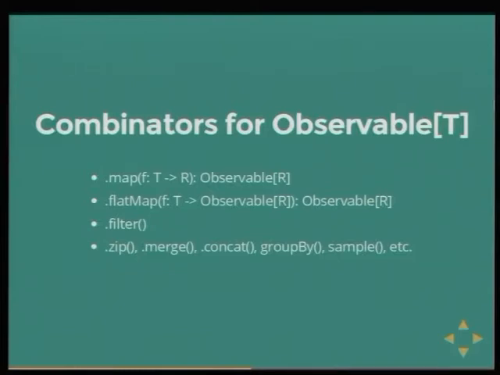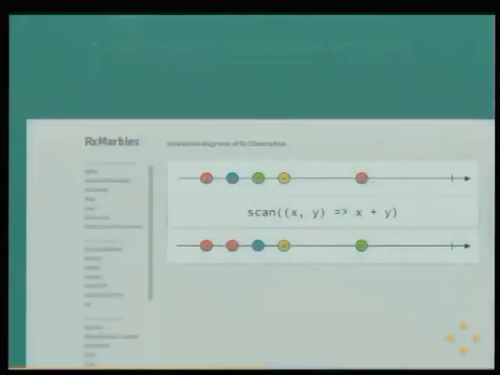There are more of them: zip, merge, concat, groupBy, sample. For instance, sample is lossy compression. You can have multiple events, and sample takes another stream and creates a new stream, which will have events only on those positions where the parameter of sample has some data. The parameter of sample is completely ignored. It serves only for signaling: here take the data from the first stream, here take the data from the first stream, and so on. I will have demos, so we'll demonstrate the sample method at the end.